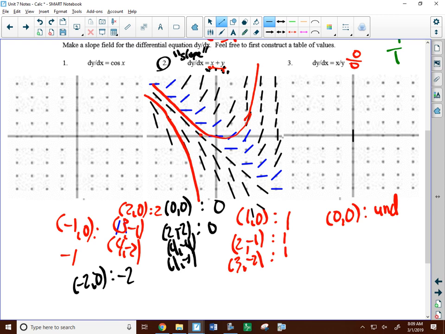What other points would have a vertical line? We need the y value basically to be 0. Right? Something divided by 0. So 1, 0, 2, 0, 3, 0. They're all going to be something divided by 0, which is an undefined slope. So 0, 0, 1, 0, 2, 0, 3, 0. They're all going to be vertical lines. Like that.